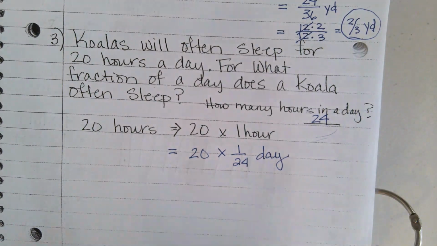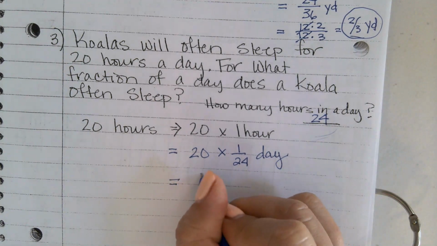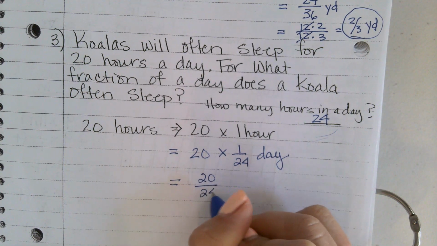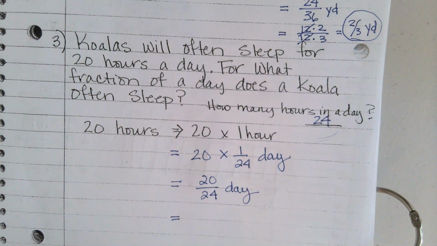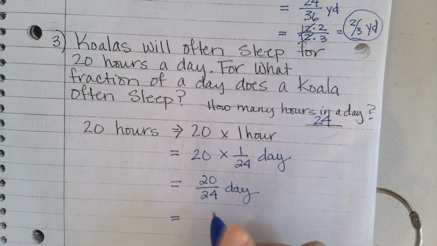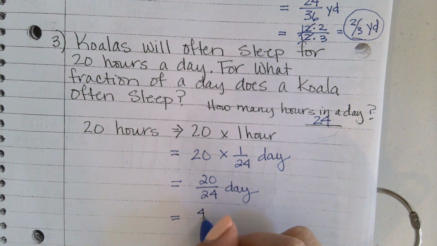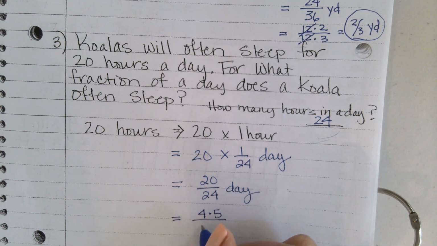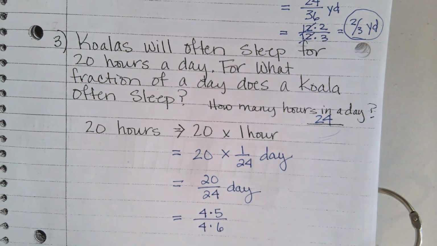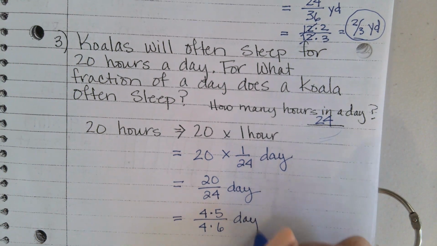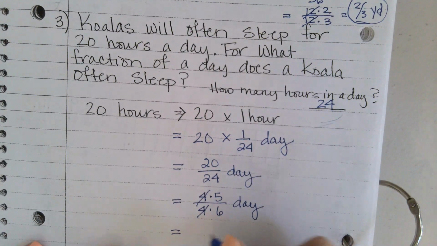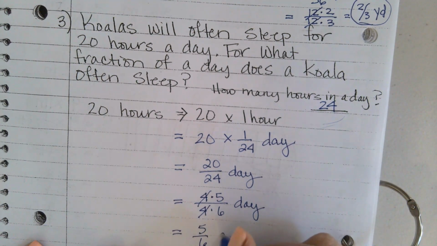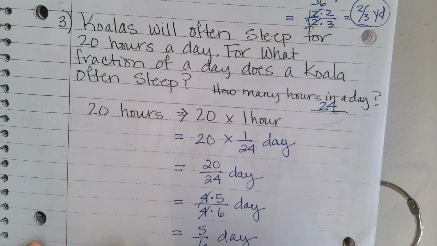All right, from here, what do we end up with? We end up with 20/24ths of a day. But are we going to leave it like that? No, we're not going to leave that like that. So let's simplify this. 4 times 5 is 20. 4 times 6 is 24. We can cancel out the 4s and turn that into a 1, right? So our answer is 5/6 of a day. Koalas sleep 5/6 of a day.